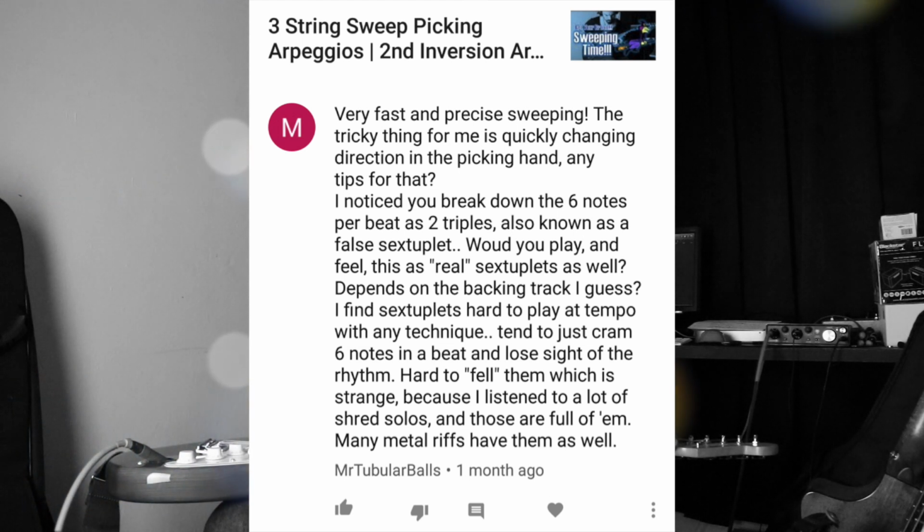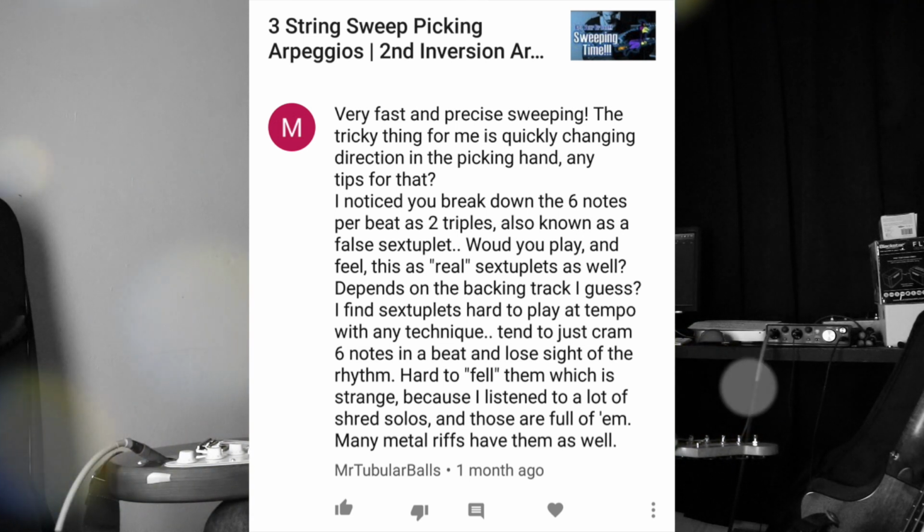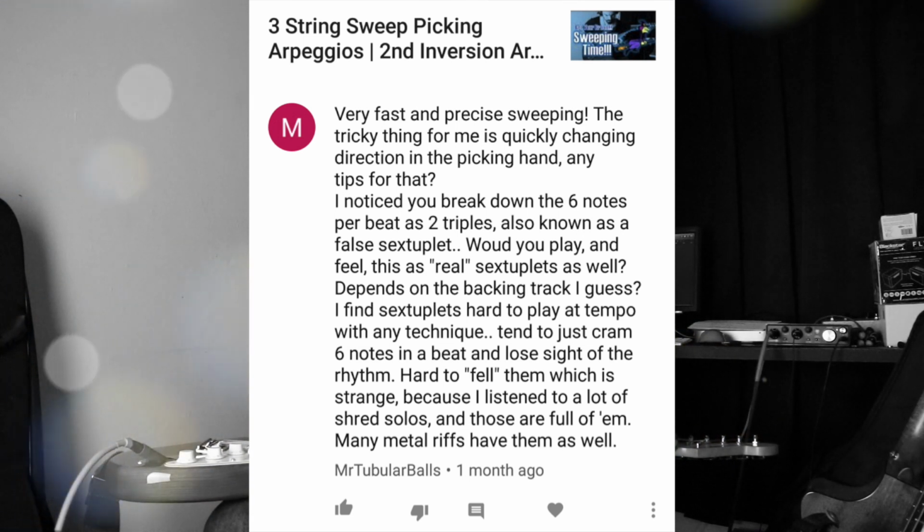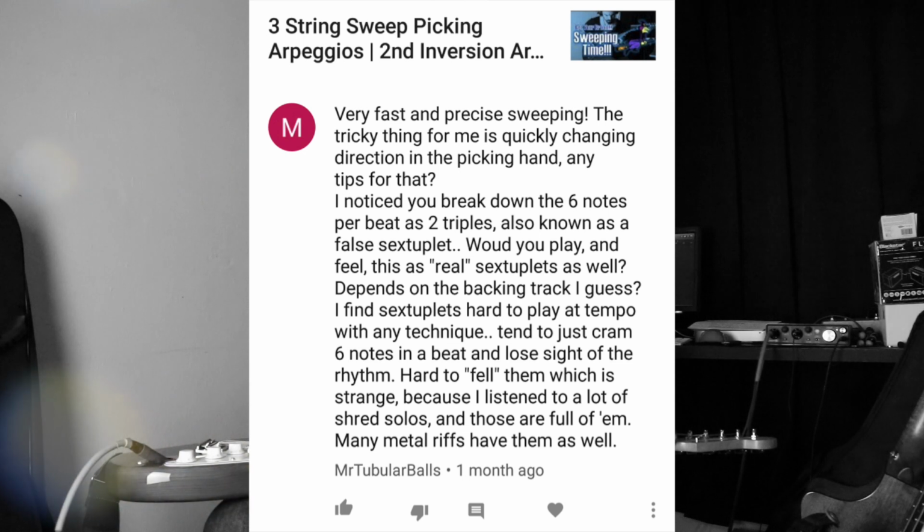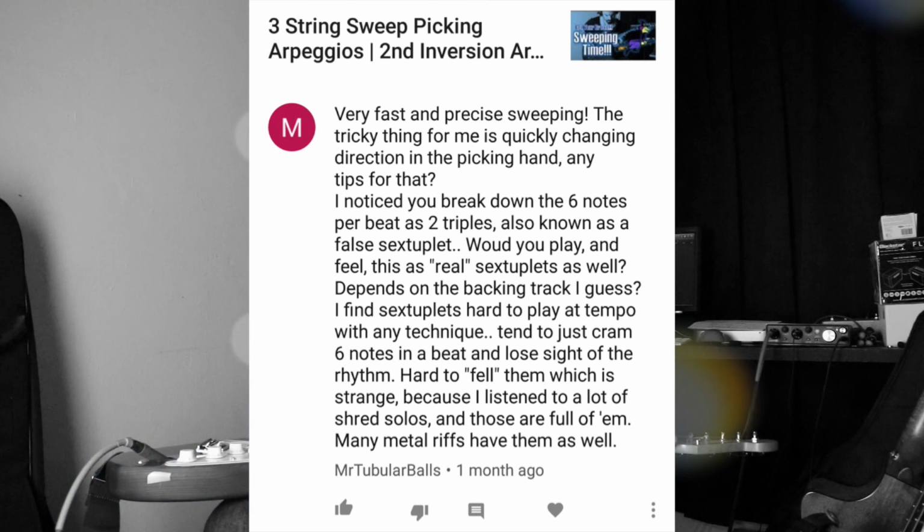Depends on the backing track, I guess. I find sextuplets hard to play at tempo with any technique. I tend to just cram 6 notes in a beat and lose sight of the rhythm. Hard to feel them, which is strange, because I listen to a lot of shred solos, and those are full of them. Many metal riffs have them as well.